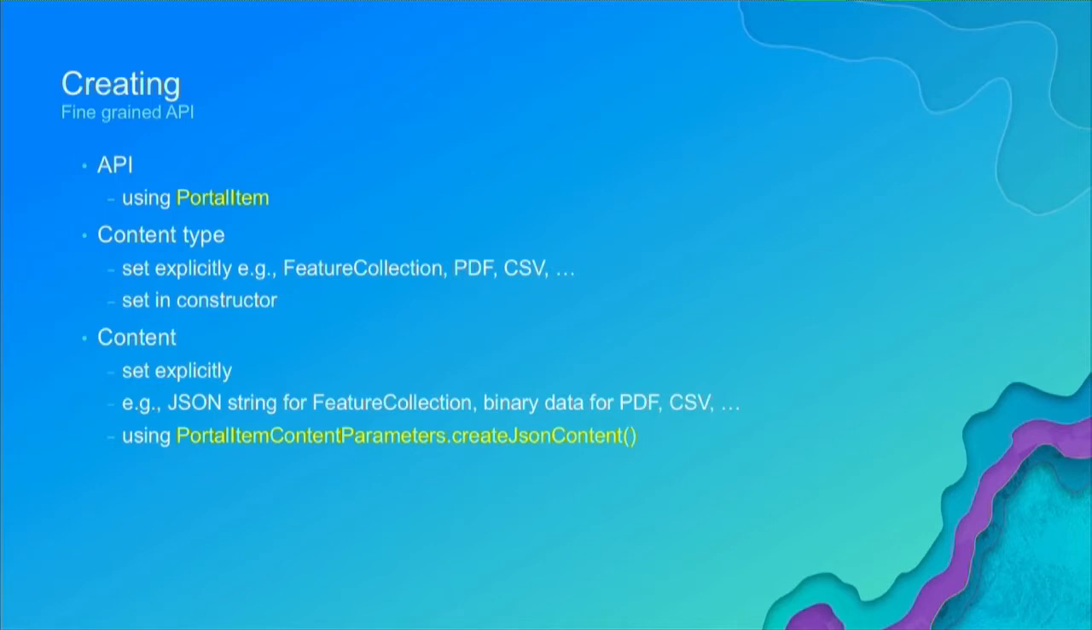In this case, you also need to set the content explicitly. The content could be binary data. Let's say if you're uploading a PDF file, then the content would be binary data. In my example, if I want to create a feature collection, it would be JSON data, so I just pass in the raw JSON string. For that, I need to use this type called portal item content parameters to specify the content. Once I have that, I can add that as a new item by calling add portal item on the portal user API. If I want to update an existing item, I would call update data async, to which I can pass string data or binary data. And if I want to update some metadata like thumbnail, we also have an API for that.